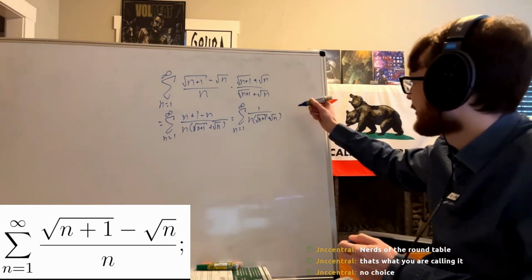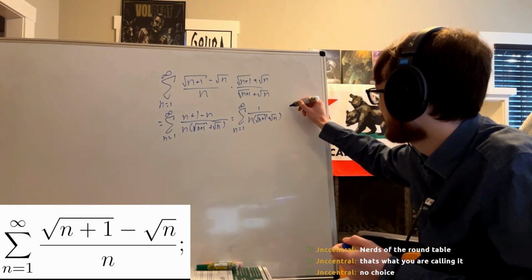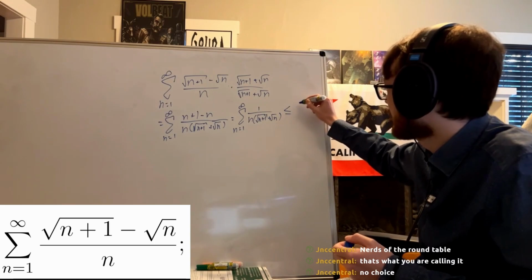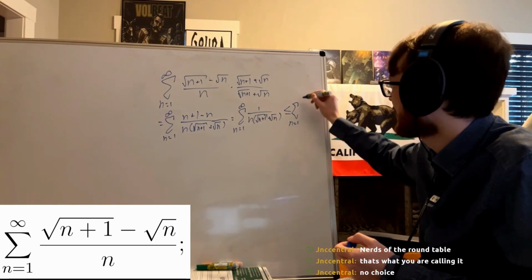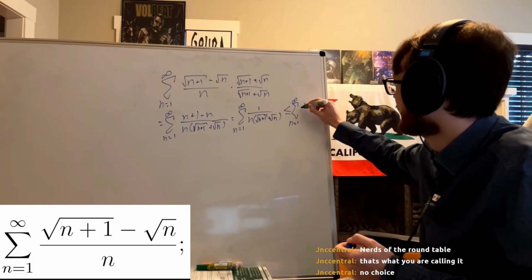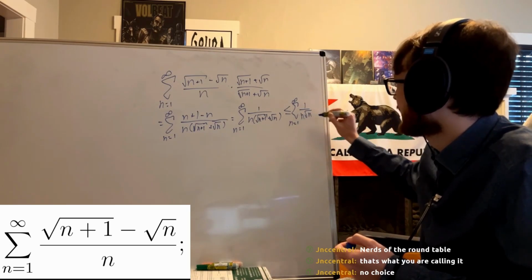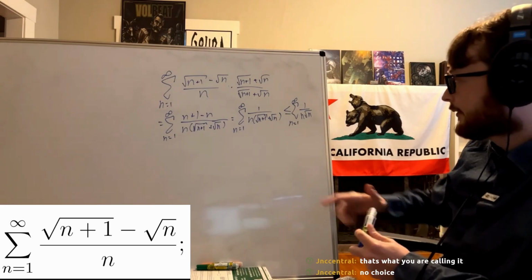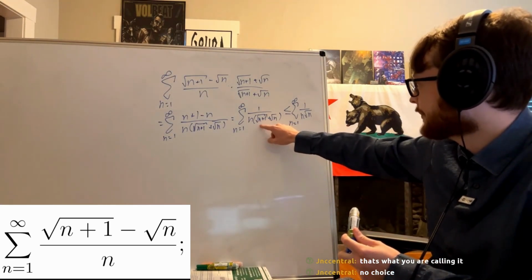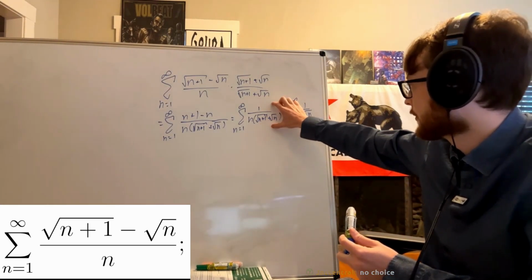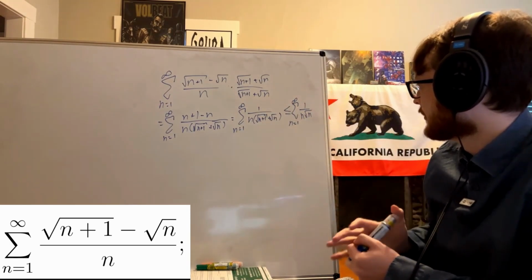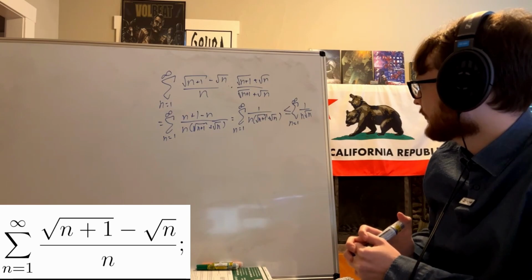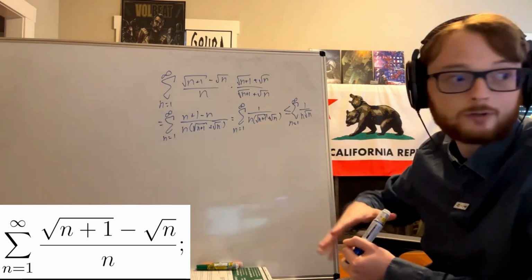We should have what we want is that's less than or equal to, oh my god, my sigmas are getting worse and worse, 1 over n root n. And I think this is valid because this denominator is bigger, and a bigger denominator is a smaller overall number. And this is a p-series that converges. So by the comparison test, this must also converge.